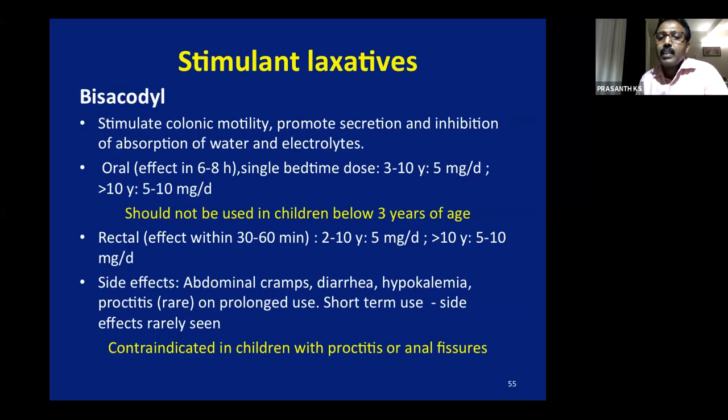The side effect is that it can cause abdominal cramps, diarrhea, hypokalemia, and proctitis. So in those children having proctitis, this is contraindicated. And on short-term use, side effects are very rarely seen.